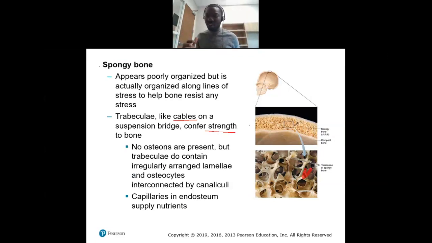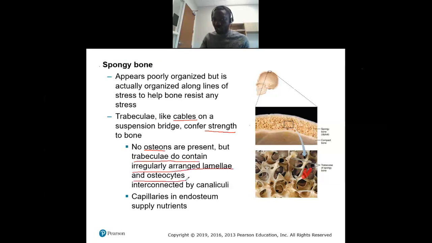You see trabecula there. The way I want you to picture it is, very close, not 100%, the same way you have the central canal in compact bone, that's about the same way the trabecula is in spongy bone. Now, no osteons are present here, because osteon is only in compact bone. But you see, trabecula do contain irregularly arranged lamella.